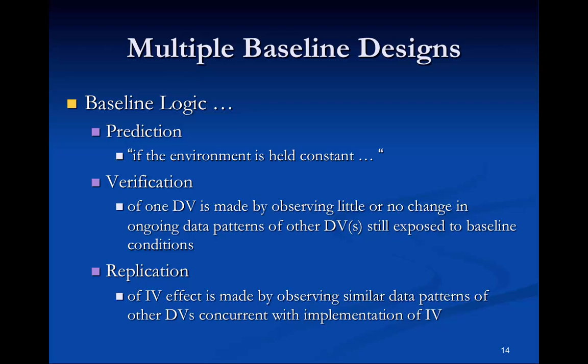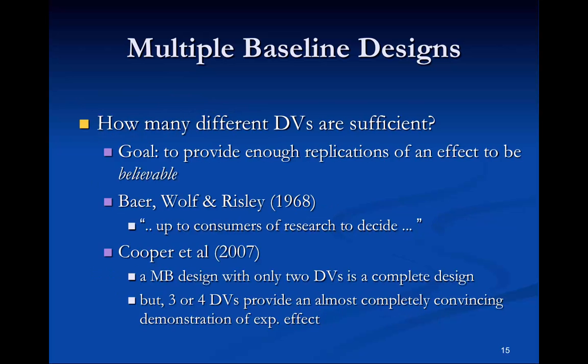Obviously, just like the withdrawal design, the prediction, verification, and replication is pretty straightforward. The prediction is that the behavior is going to stay the same. You verify that the behavior changes when the baseline stays the same in the untreated conditions, but only changes in the treated one. And the replication is each time you do that. So you do that across 2 behaviors, you replicate it once. Do that across 3 behaviors, you replicate it twice, etc., etc.